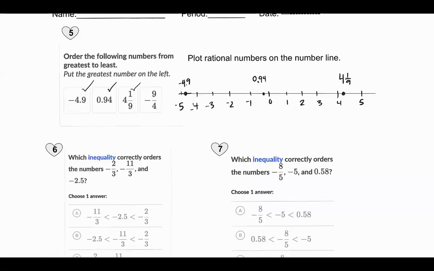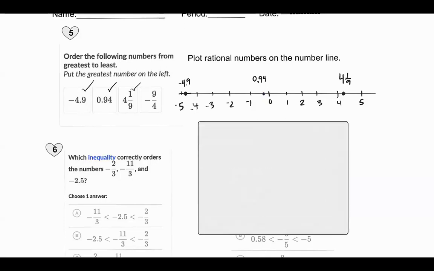Now, the last one here that we have is negative 9/4. Negative 9/4 is an improper fraction. That means its numerator is greater than its denominator. That tells me that there's more than one whole in there. So what I'm going to do is I'm going to number bond it, and I'm going to pull out as many 4/4 as possible.